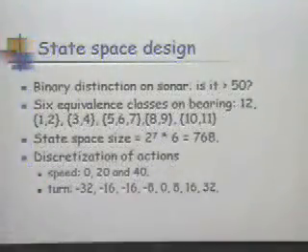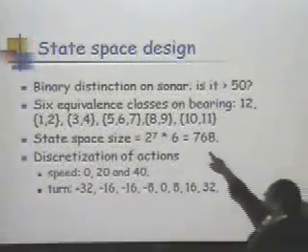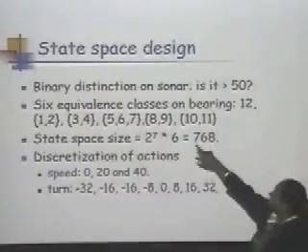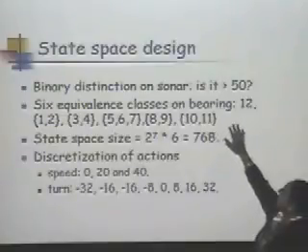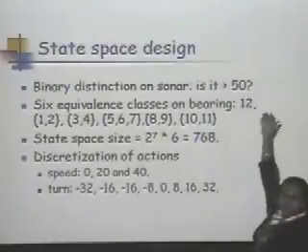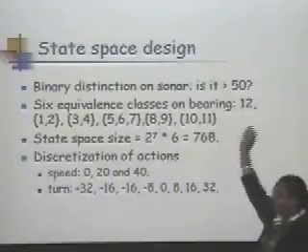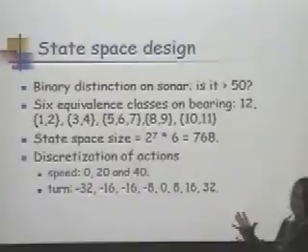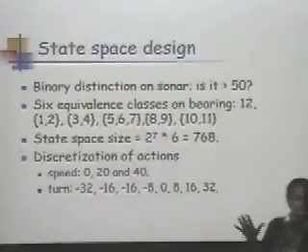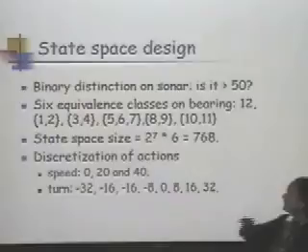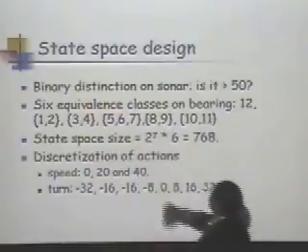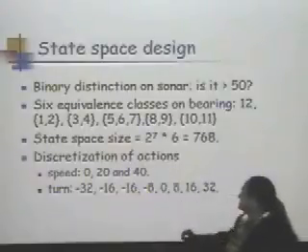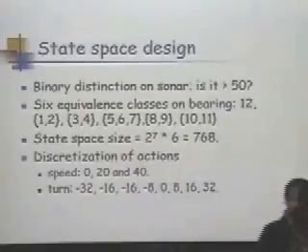Here's the state space design. I can pummel it down to 768 states from 10 to the 14. How do I do that? On each sonar, I only look at whether it is bigger than 50 or less than 50. So right away, I get 2 to the 7. I ignore everything but sonar and bearings. I can play this game with only the bearing, the compass information, and the sonar. I divide the bearing into the equivalence classes that I've shown. I also discretize the actions so that the space becomes smaller than the 153.